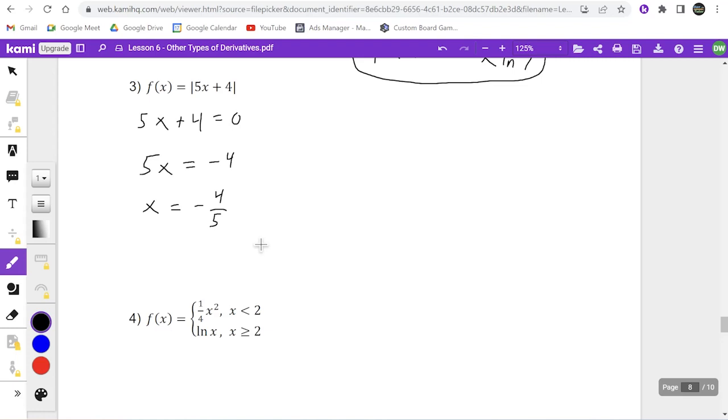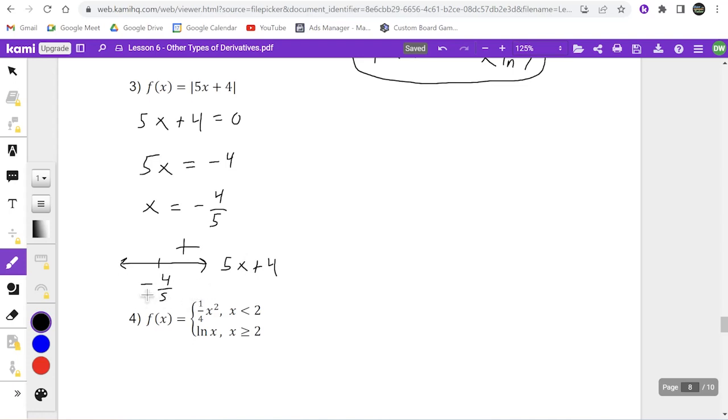Okay. So now I'm going to make my number line. And on my number line is negative 4/5. And then I'm plugging into the function 5x plus 4 because I want to see where it's positive and negative. If I plug in 0, for instance, I'm getting a positive number. 5 times 0 plus 4 is positive. So positive when x is greater than negative 4/5.